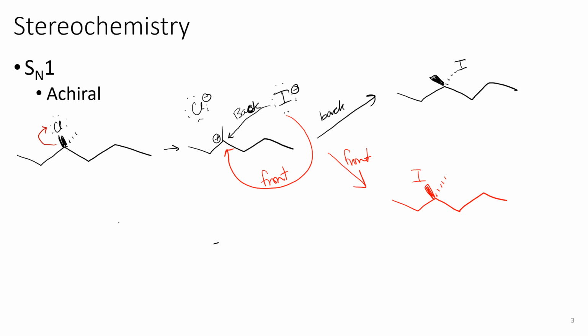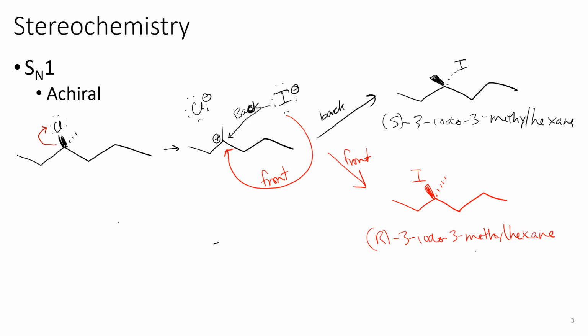If we go through and assign names, the top molecule with the iodine pointing back would be S-3-iodo-3-methyl-hexane, where the bottom structure, if the iodine came in from the front, would be R-3-iodo-3-methyl-hexane.